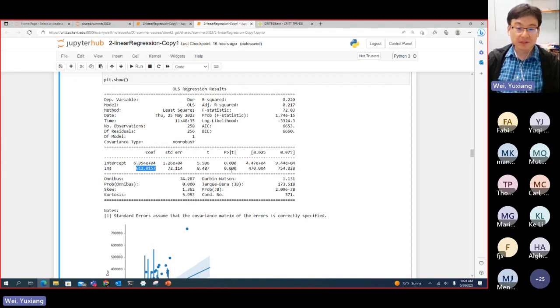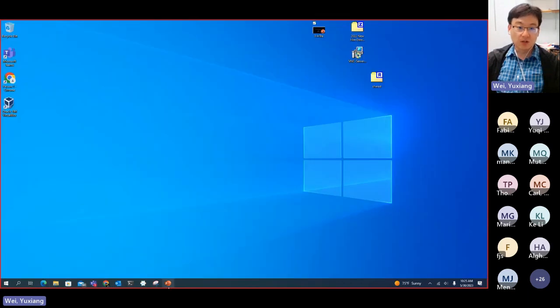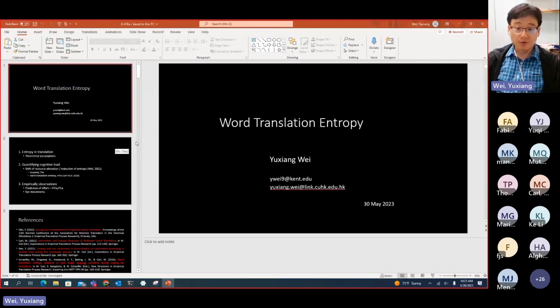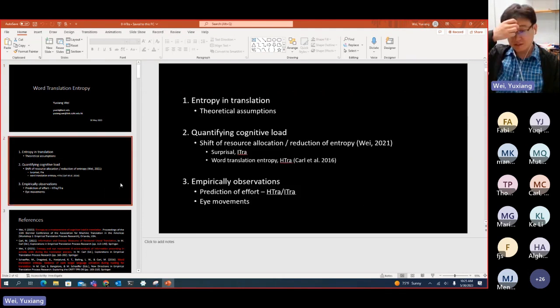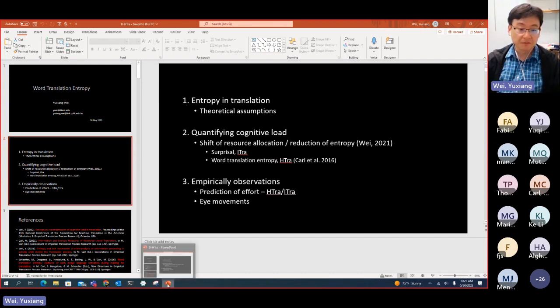Other than these, we're also interested in the p-value, which indicates statistical significance. So in what I will show later on, there is some regression analysis, and I will basically focus on these three numbers.